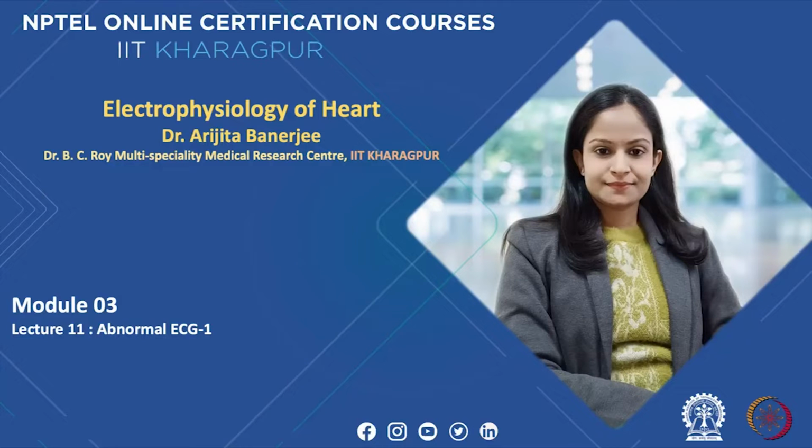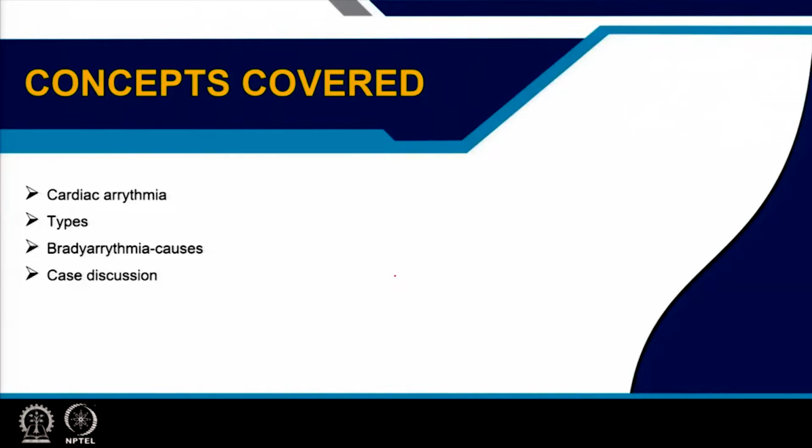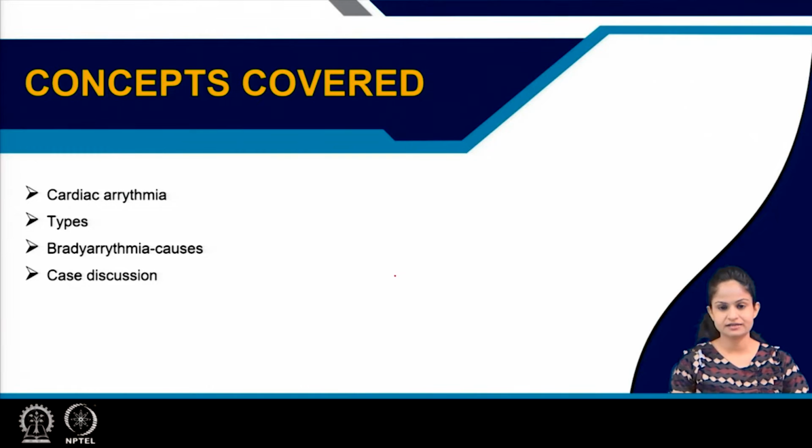Hello everyone. So today we'll start our next topic, that is abnormal electrocardiography, that is abnormal ECG. Till now we have discussed all about the normal ECGs, the calibrations, the technical aspects and the interpretations of normal ECGs. Based on that, today we'll see what are the abnormal cardiac rhythms. So first we'll start with the cardiac arrhythmia.